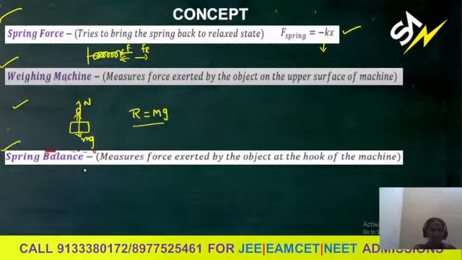Next type of force is spring balance, which measures force experienced by the object at the hook of the machine. Means the apparatus is calibrated with the scale, it is provided with the spring, and here we hang the objects. So that weight will act downwards. It shows the reading in that scale. So it measures the force exerted by the object at the hook of the machine.